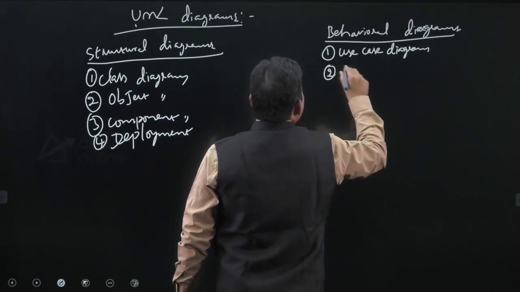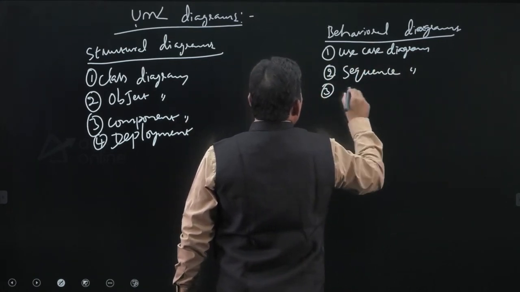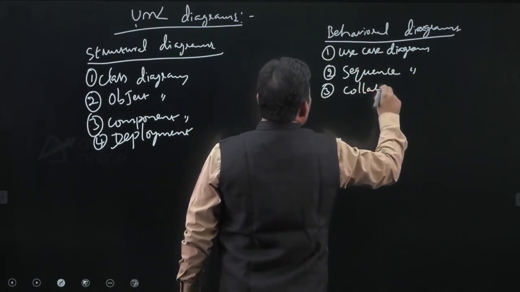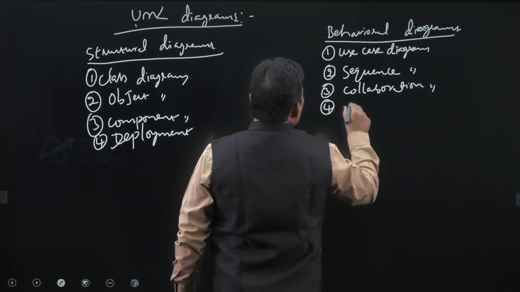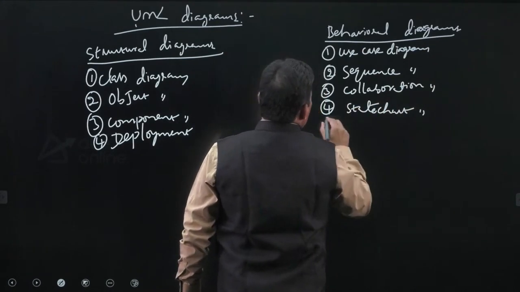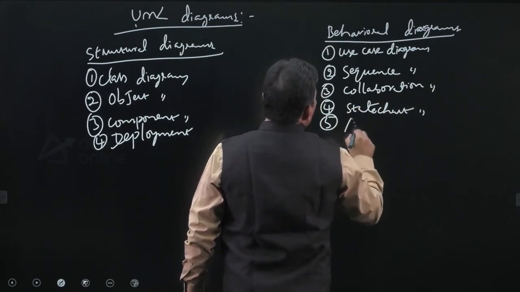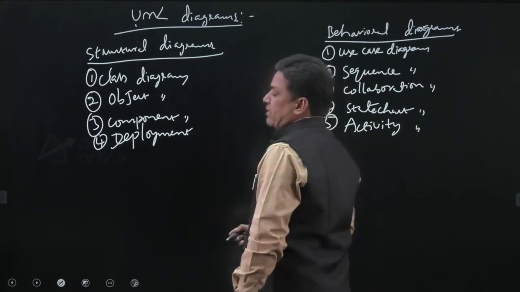Second one is the sequence diagram. Third one is the collaboration diagram. Fourth one is the state chart diagram. Fifth one is the activity diagram. So these are the nine kinds of diagrams.